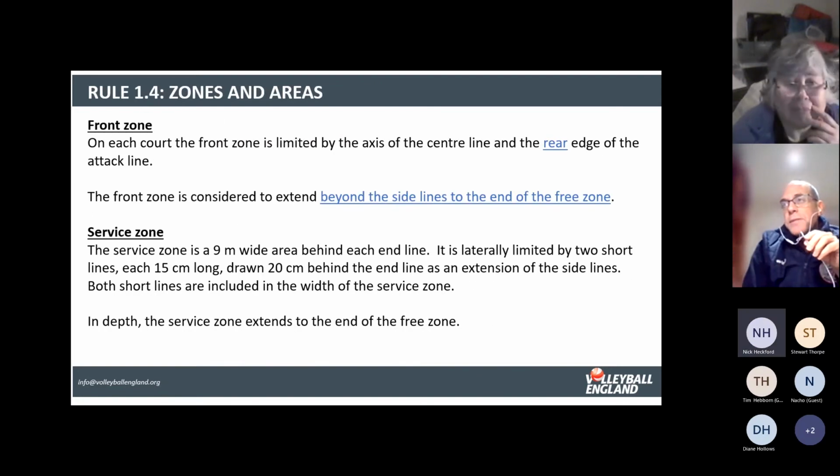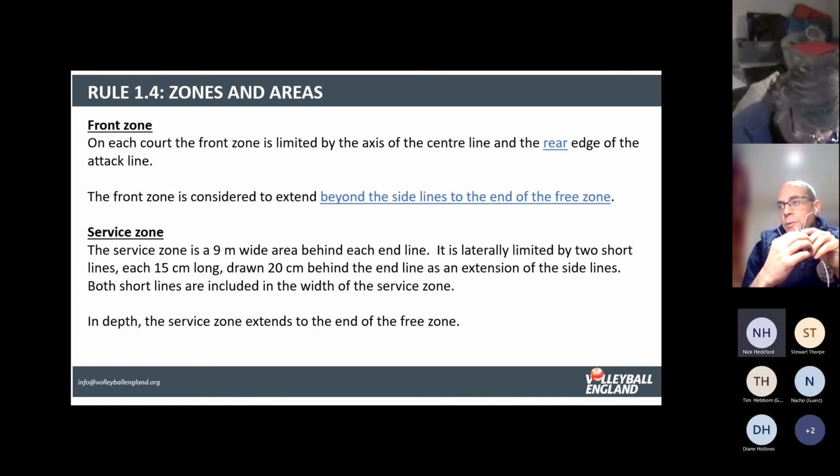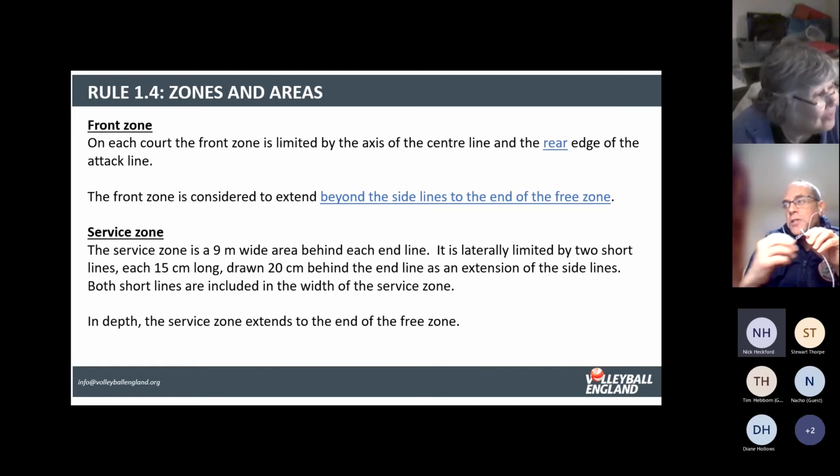Okay, so zones and areas. We have a couple of zones and areas on the court and in the playing area. We have the front zone, which is limited by the axis of the center line and the rear edge of the attack line. And the front zone, remember, is considered to extend beyond the sidelines to the end of the free zone. And we've talked about the service zone being the area 9 meters wide behind each end line. Okay, and the extension of the sidelines delimit that zone.